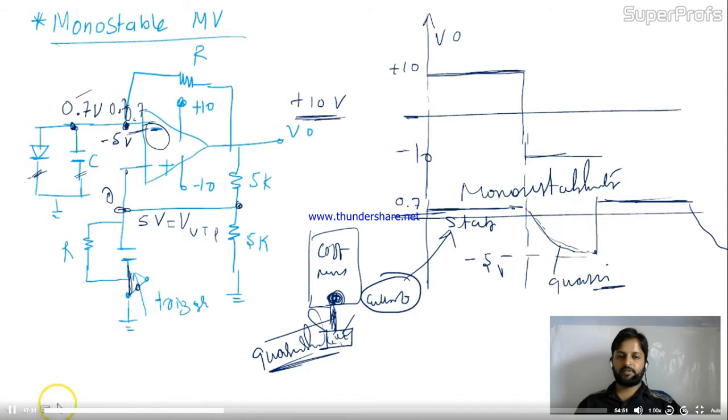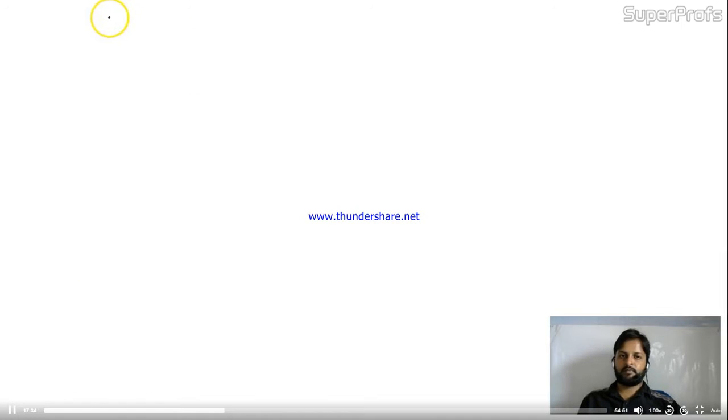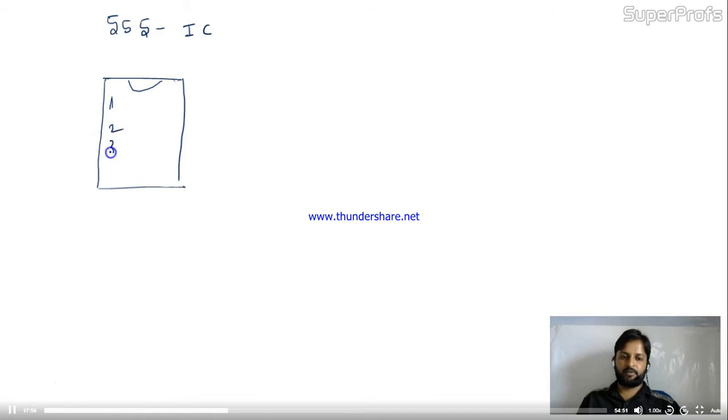Right. Now let's come to the 555 timer. This is nothing but one IC. Let me show you that IC 555. So this IC is like this. This is the starting of the IC, as you all know. It has 8 pins: 1, 2, 3, 4, 5, 6, 7, 8. The first is ground. The second is trigger. The third is output. The fourth is reset. These are the pin configuration.